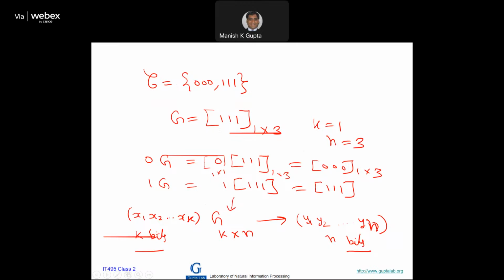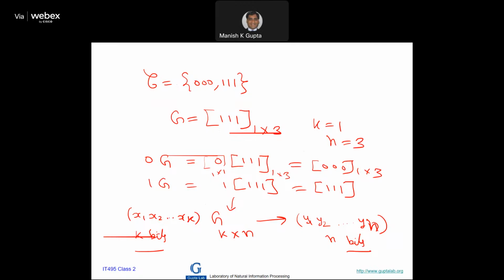Using G, a k-bit vector is multiplied with the generator matrix, which is of size k cross n: k rows, n columns. What is this G? G consists of basis elements of the vector space that we are using, a k-dimensional subspace. I'm just taking all the basis elements and putting them in the form of a matrix, because all these vectors will be linearly independent anyway. So k rows, n columns.